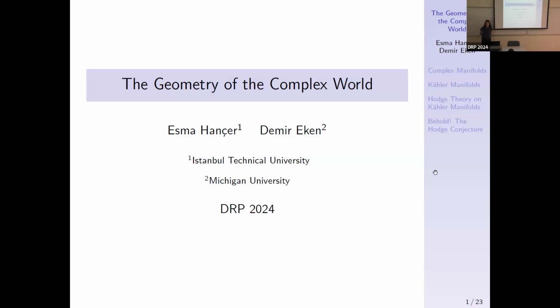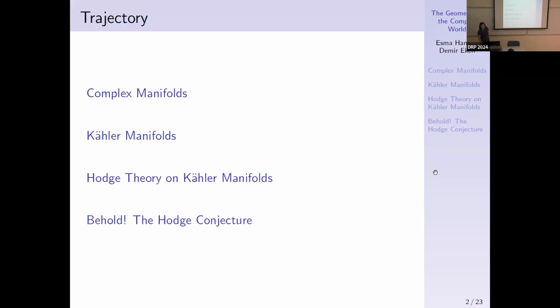Thank you, Demir, for introducing this. I will today tell you about complex geometry. I start with introducing complex manifolds, then briefly discuss differential forms, and then we will move on to a particular type of complex manifolds called Kähler manifolds. By applying Hodge theory on Kähler manifolds, we get some very beautiful results. And at the end, I will present the famous Hodge Conjecture.